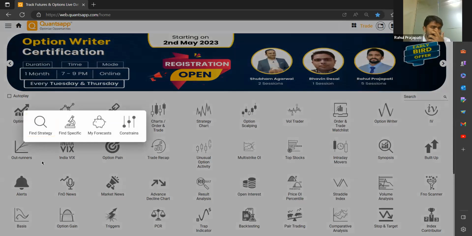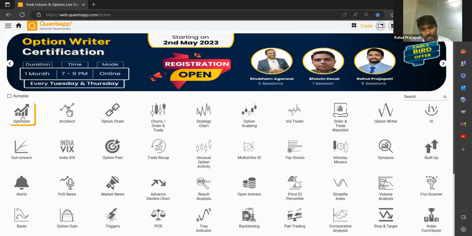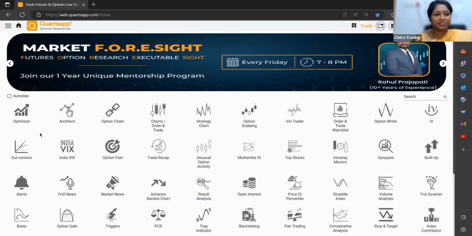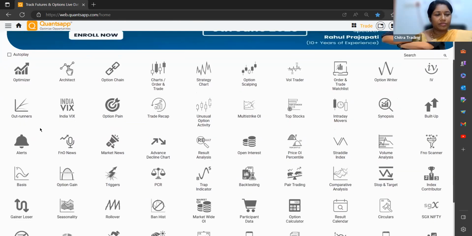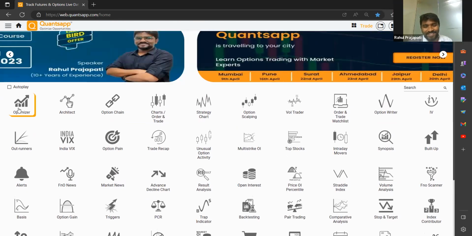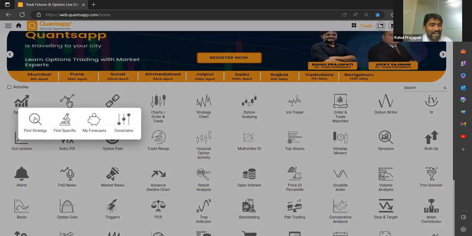And for your information, when we started the Quants app, the optimizer was the first tool that we had, only one tool, way back when we started in 2016. Later on we created all those other things. So the optimizer is very close to our heart. Okay, fine. So let me tell you what it does.